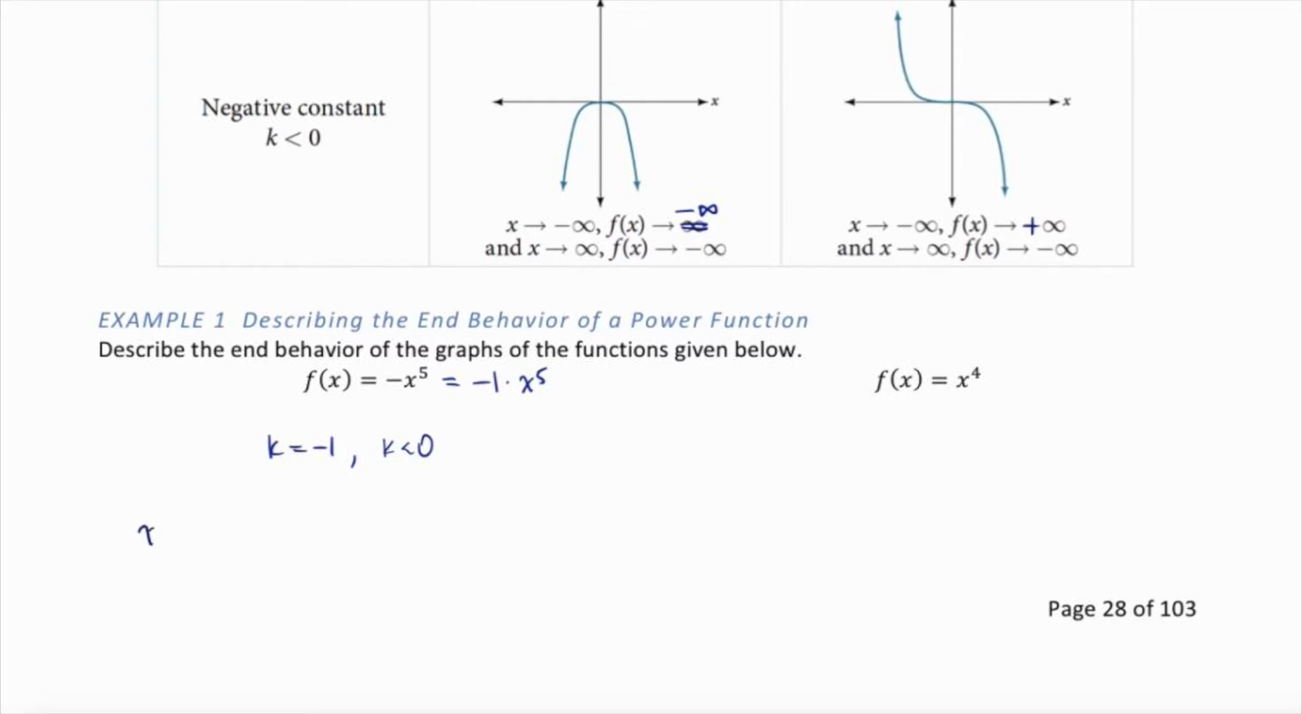This tells me as x approaches positive infinity, my graph should be approaching negative infinity. So it'll look something like this. And that would be in the bottom right of the boxes below. So as x approaches positive infinity, f of x will approach negative infinity. Also, as x approaches negative infinity, f of x should approach positive infinity.